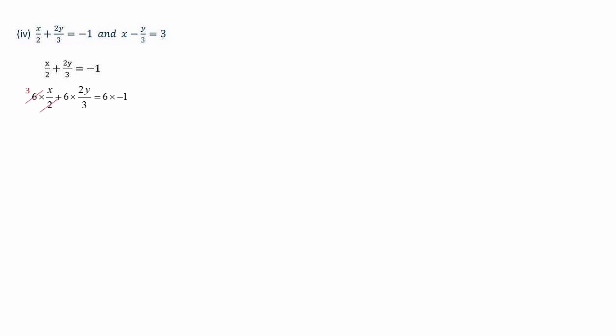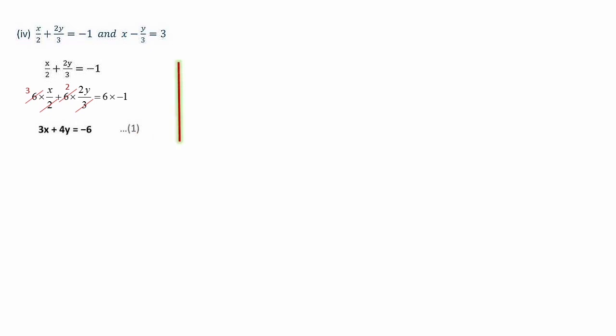Then here, 2 and 6 we can cancel 3 times. Again 3 and 6 we can cancel 2 times. Here nothing to cancel. So we get 3x plus 2 into 2, 4y, equal to minus 6. Now it is in standard form. Mark it as equation number 1.